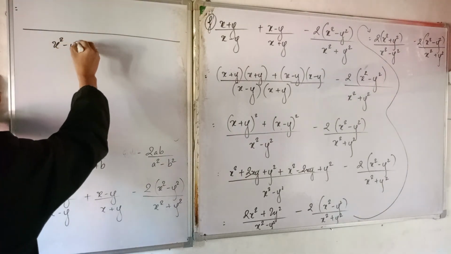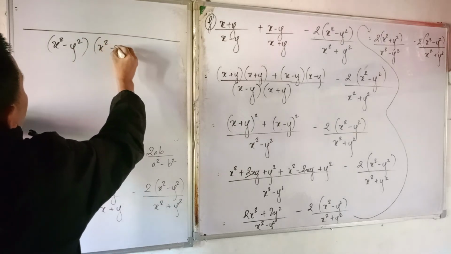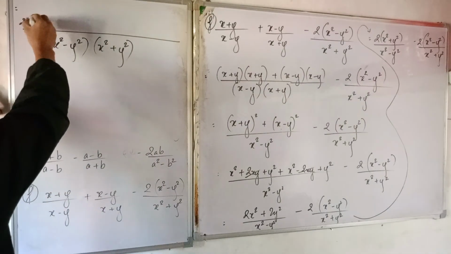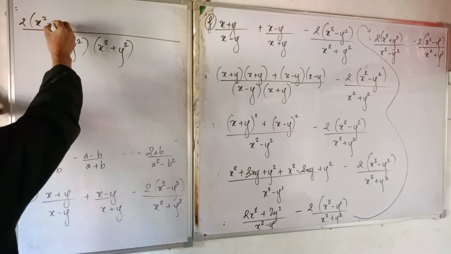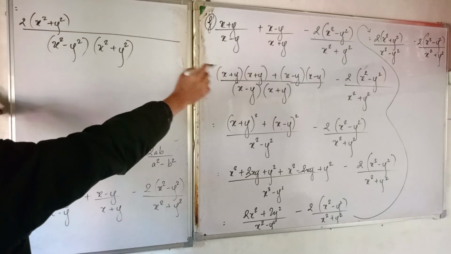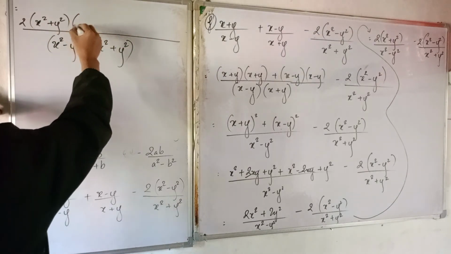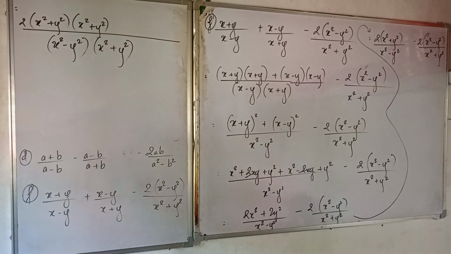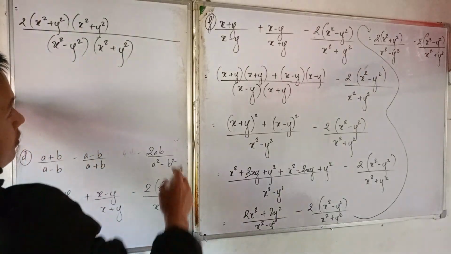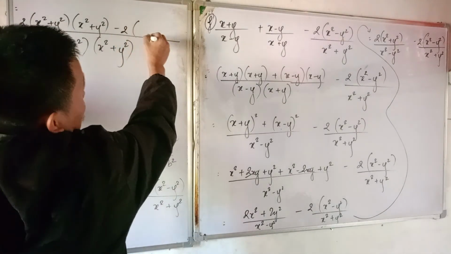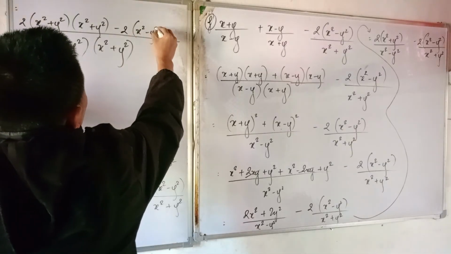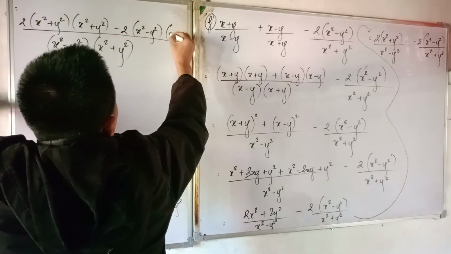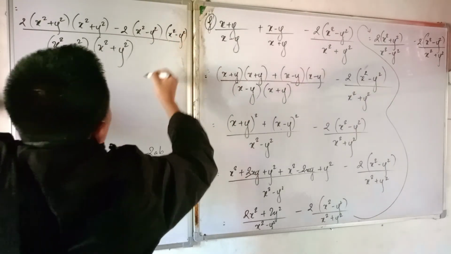So x square minus y square and then x square plus y square, that will be the LCM. Just write the numerator from the first, x square plus y square, and what is missing there? X square minus y square, x square plus y square is missing. So whatever is missing, you just write that. So from the other one, 2 times x square minus y square, and x square plus y square is in the denominator. X square minus y square is missing there.